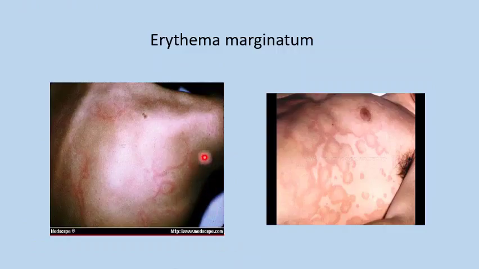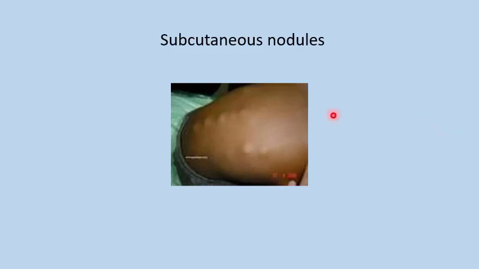Here is Erythema Marginatum. As you see, irregular circles, as if you are drawing red irregular circles on the skin. Here it is obvious. Okay, this is Erythema Marginatum. Subcutaneous nodules are also obvious here, over the bones of the vertebra. There are small painless nodules appearing on the back of this person.